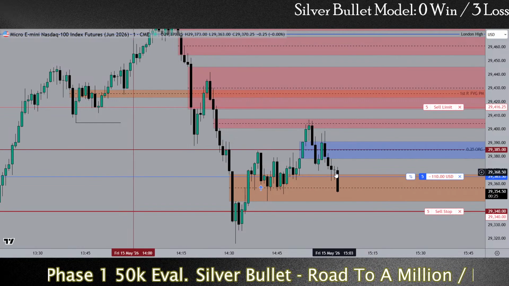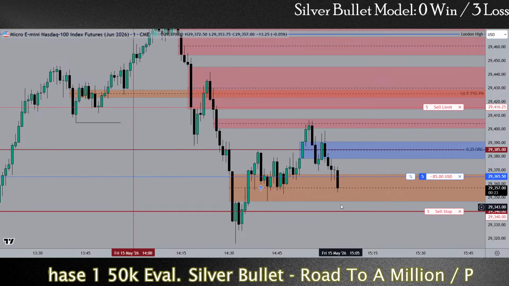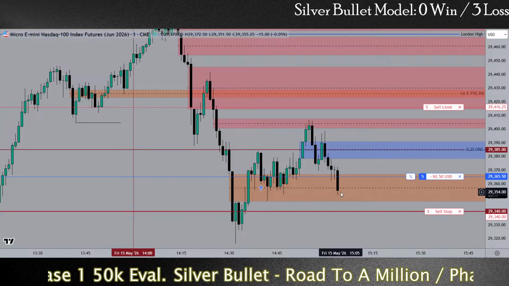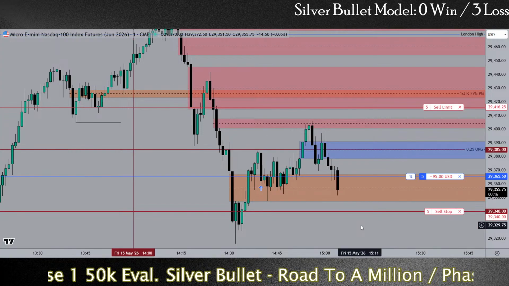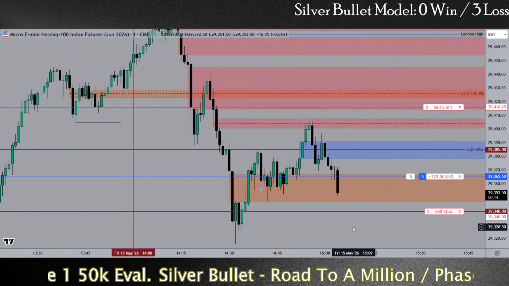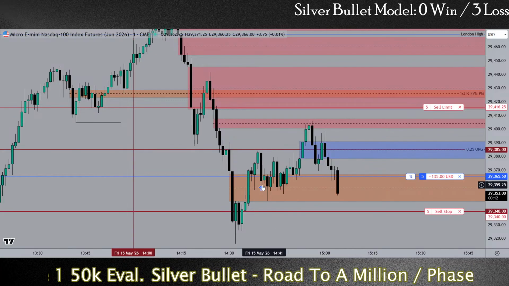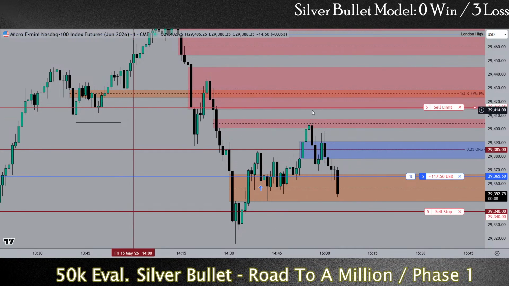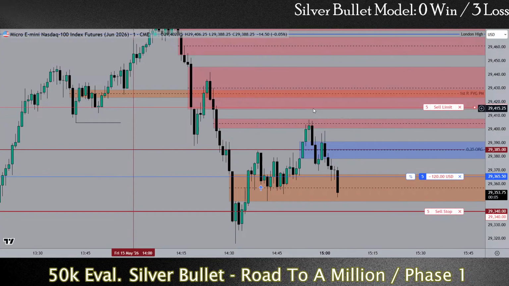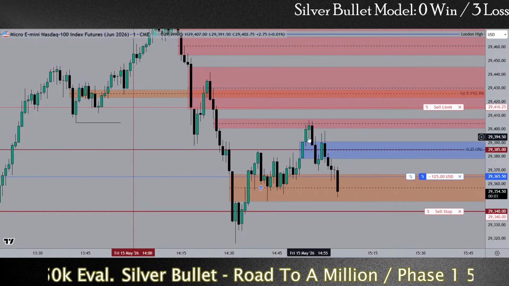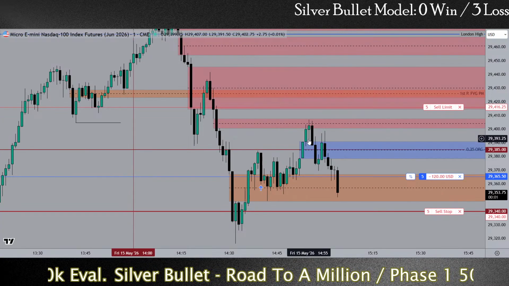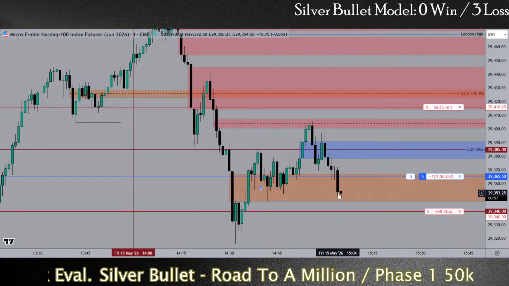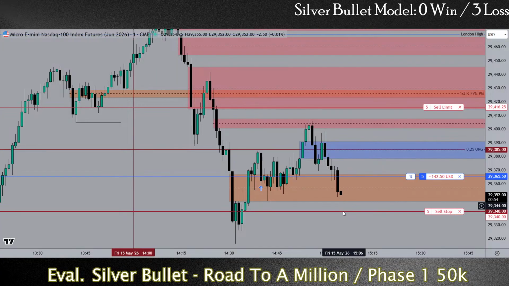All right, I don't like that. I don't like that. It's really problematic. I wouldn't be surprised if it stops me out here. Yeah, a little bit sad, nonetheless. It was pretty close to hitting the objective, but yeah, it is what it is. Close below the consequent encroachment, really unfavorable.